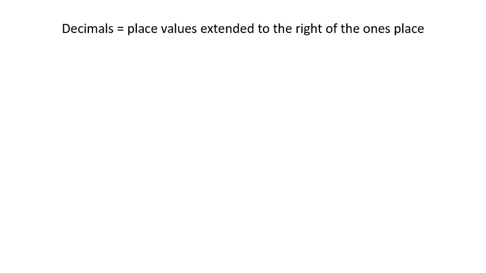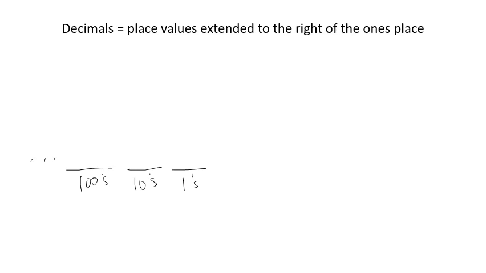So when we talked in video 1.1 about place values, we talked about how we had our hundreds place, our tens place, and then our ones place. And we said there were other place values that kept going to the left, that kept getting larger.